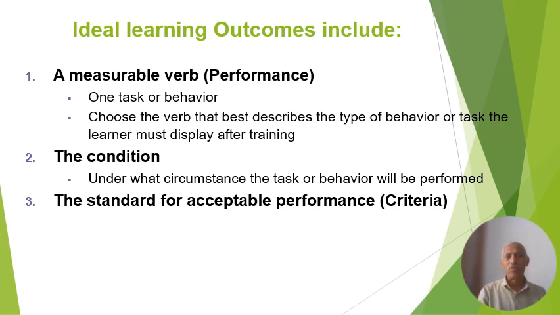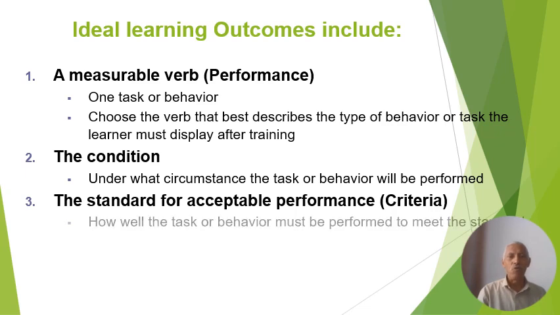The third part is the standard for acceptable performance, the criteria. What makes that performance acceptable? What kind of standard do you require from it? For example, in the example I just told you for our class, by the end of class, the students would have written a learning outcome that has all three components. So the performance is that you would have written. The condition is by the end of the class. The criteria or the standard is that the learning outcome you write would have the three components to it.